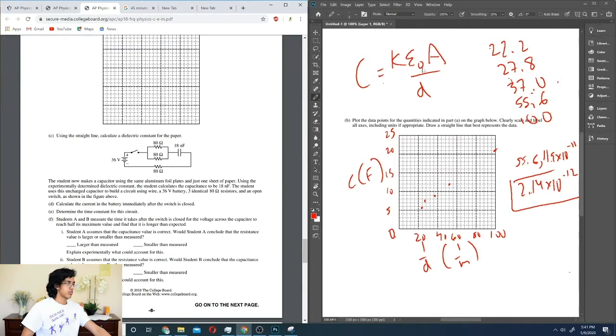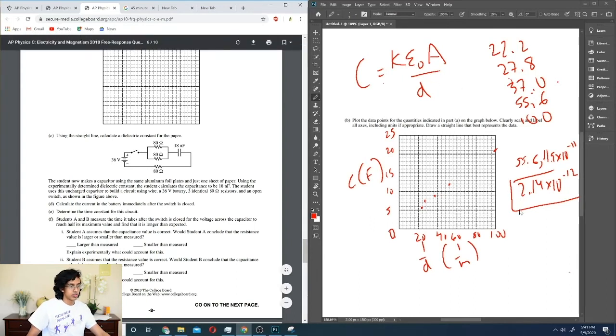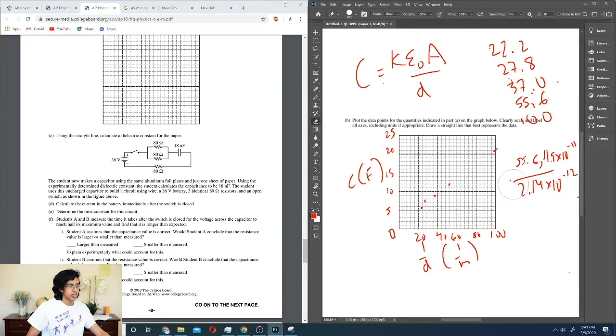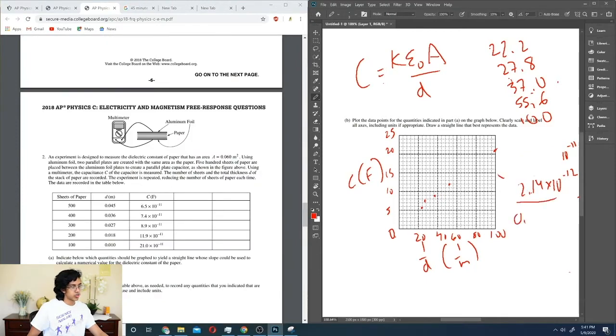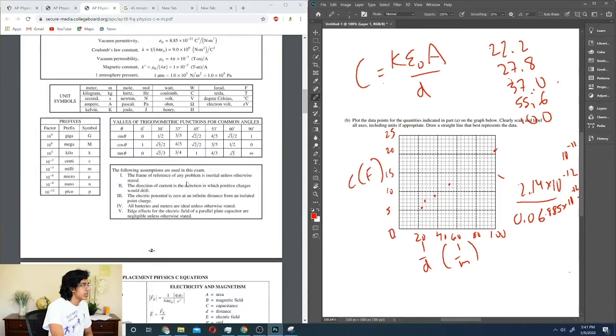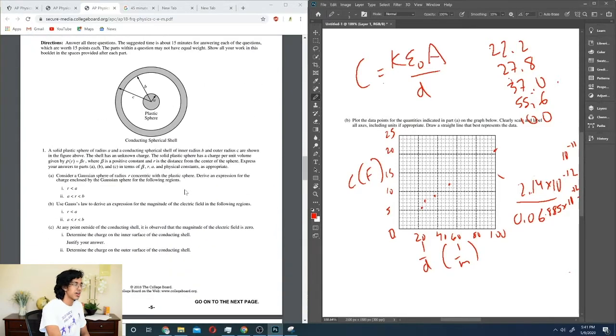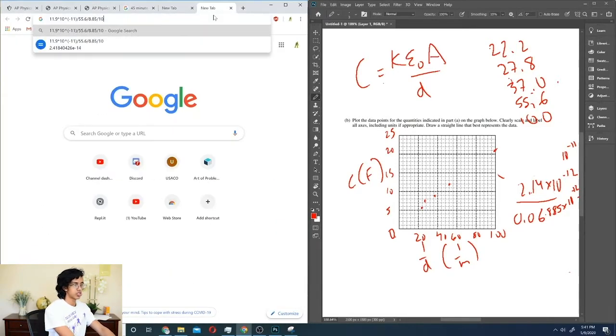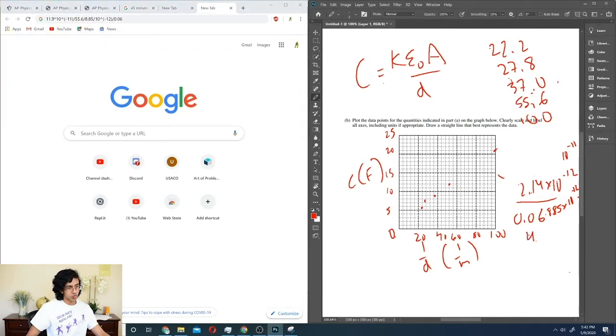We need epsilon 0. We have to divide by epsilon and A. So A is just going to be 0.06, and epsilon 0 is going to be 8.85 times 10 to the negative 12, I think. We remember our stuff. So 2.14 times 10 to the negative 12 over 8.85 times 10 to the negative 12 over 0.06, and we get 4.03. That sounds pretty good. Should have known something was off when I got a negative 12.